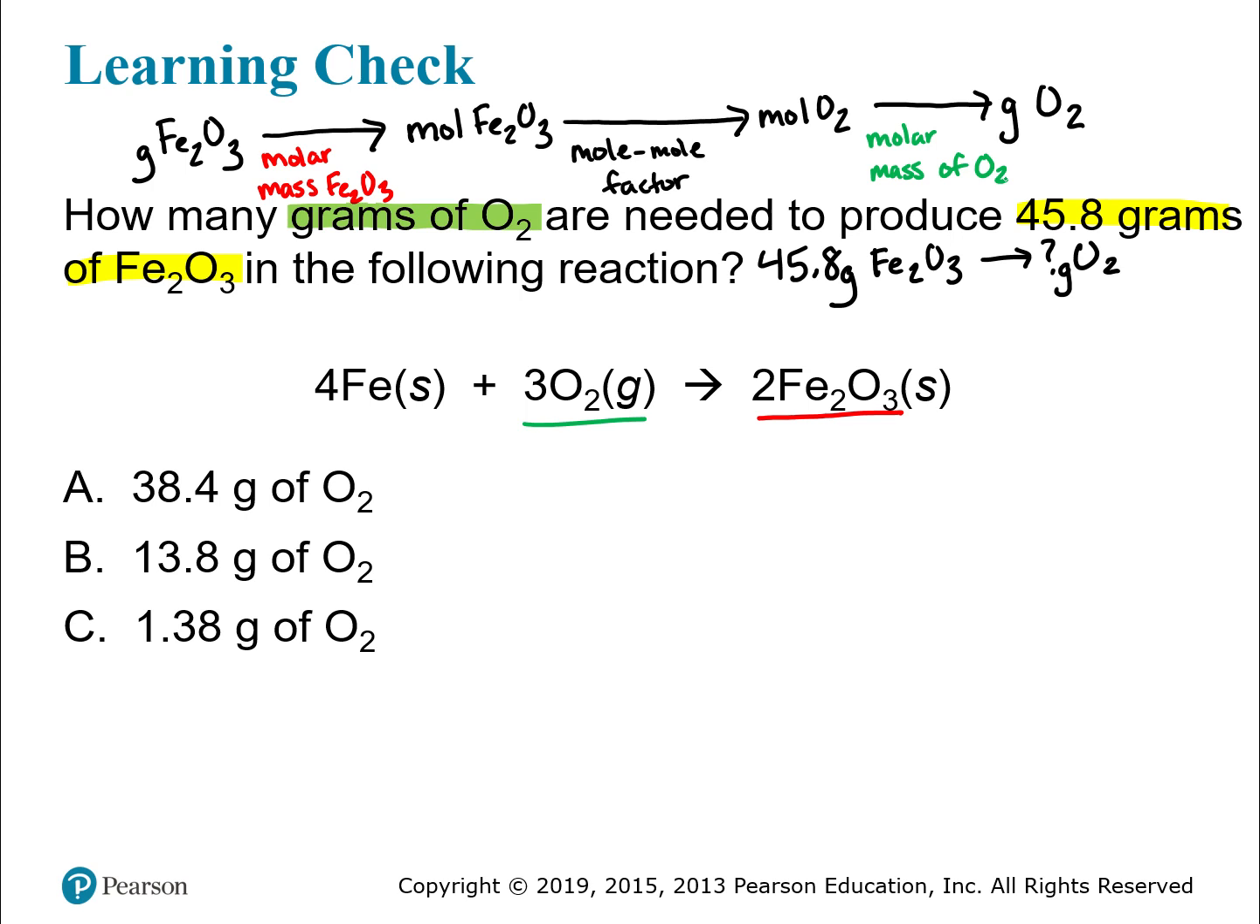So the way you figure out the molar mass is you use the periodic table. So let's say for iron 3 oxide, you look up the atomic mass of iron, you look up the mass for oxygen. There are 2 iron atoms and 3 oxygen atoms. So you would take 2 times the mass of the iron and add that to 3 times the mass of the oxygen. Does that help, Brandy?